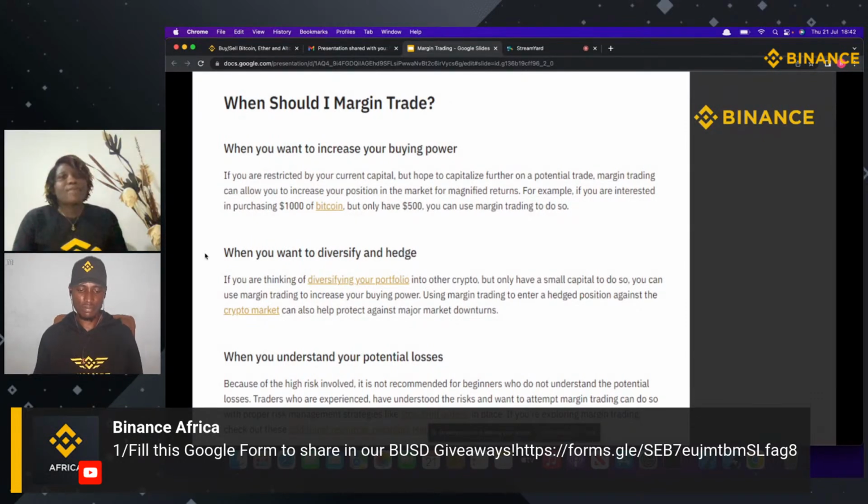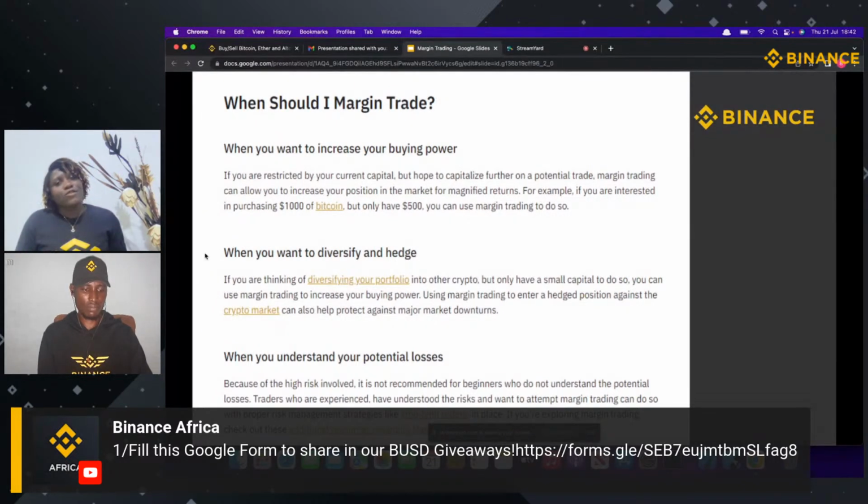Anytime you want to increase your buying power, you can trade margin. How do I mean? For example, if I want to buy $1,000 worth of BNB and I just have $500, I can choose to use margin trading to give me the funds ready to buy my $1,000 worth of BNB. So I want to buy $1,000, but I have $500. I can use margin to help me amplify or have enough access to funds in order to trade.